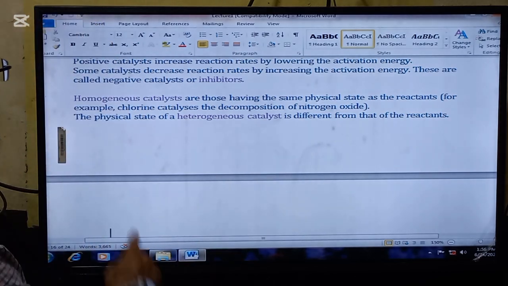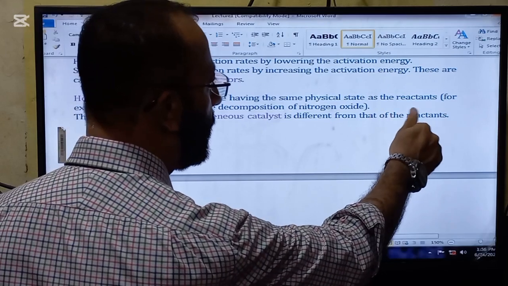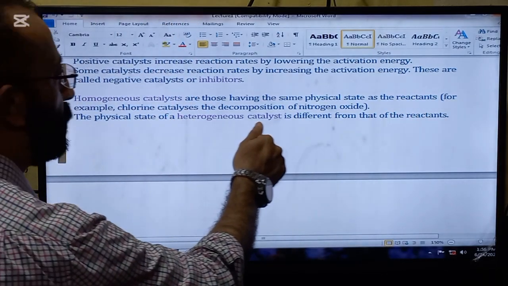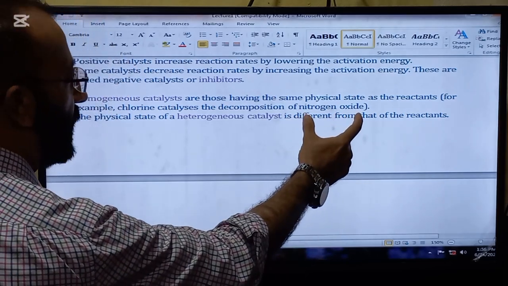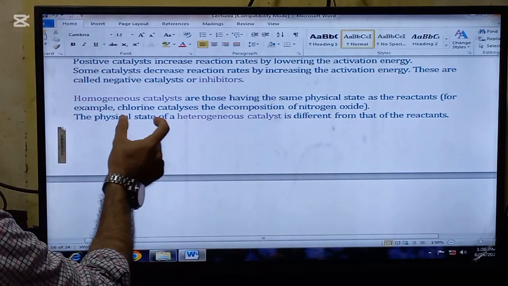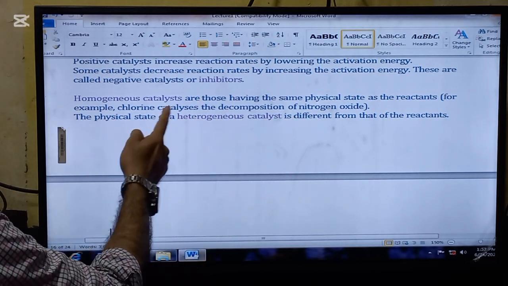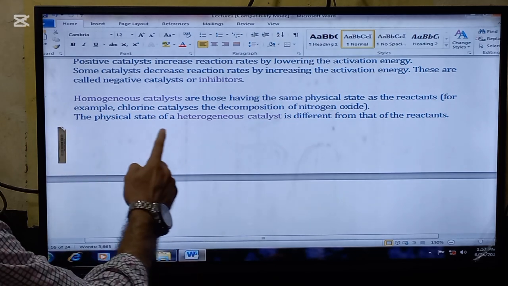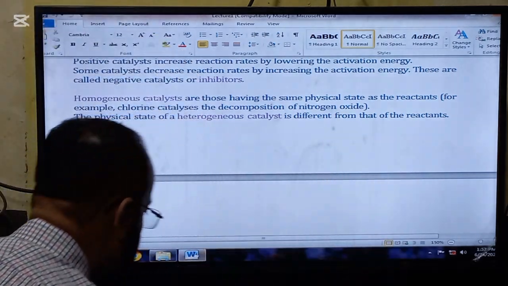So look now, homogeneous catalysts are those having the same physical state as the reactants. For example, chlorine catalyzes the decomposition of nitrogen oxide. So it means reactant and catalyst both are in gaseous state. That's why the catalyst is called a homogeneous catalyst. On the other hand, the physical state of the heterogeneous catalyst is different from that of the reactants.